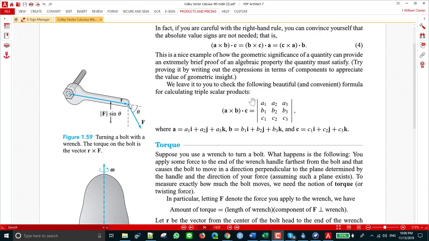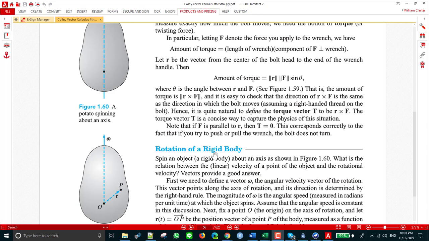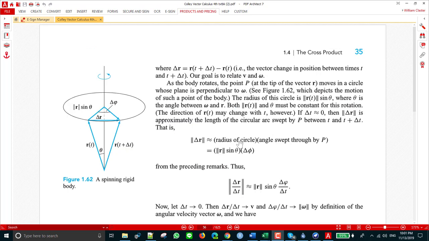But we're not going to go into the physics problem here, but you could read it here. Or this is another example, the motion of a rigid body, but we're not going to go into that either.